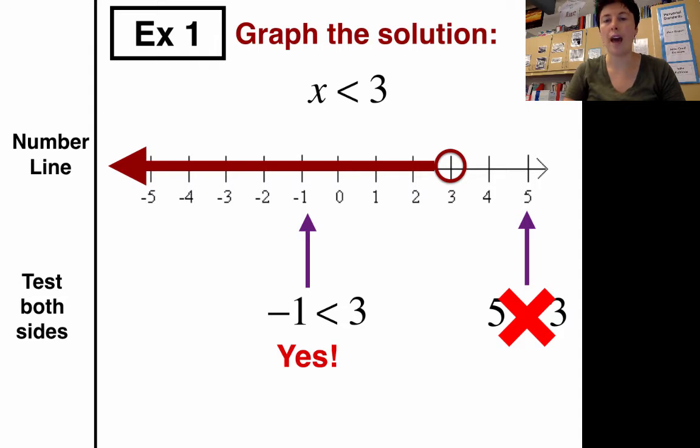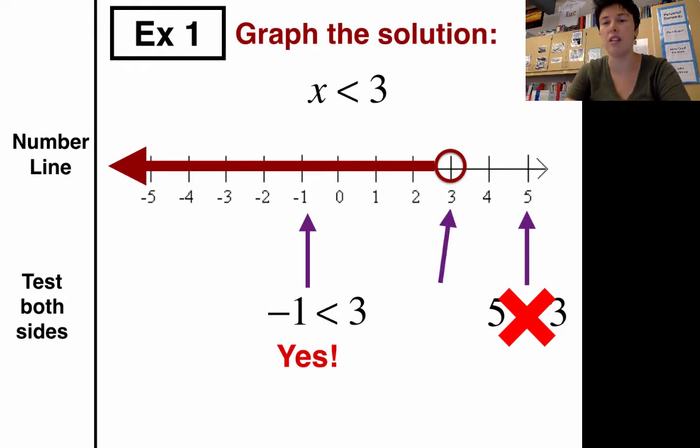So the left side passes, which means we're going to shade the left side. We're going to darken it with our pencil and draw a big arrow on the end, because x is all the less than values, all the values that tested positive on the left side. We still have one more thing we need to do, though. We need to test the point that we circled.